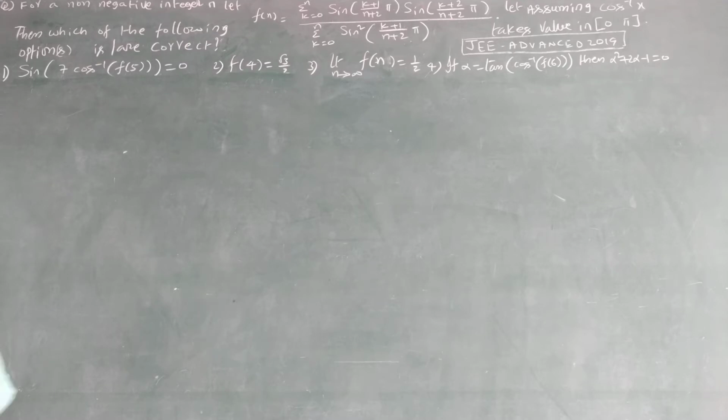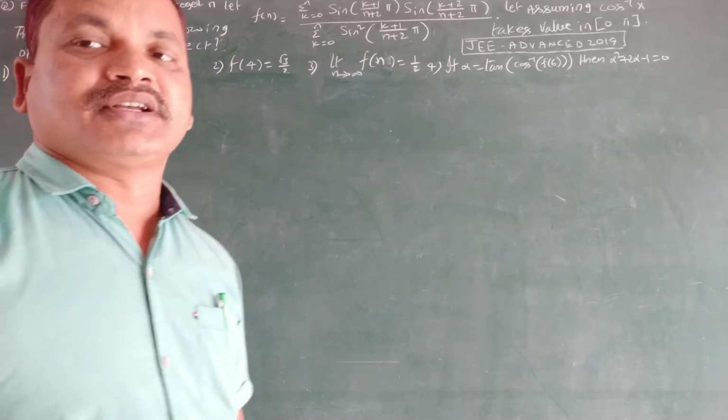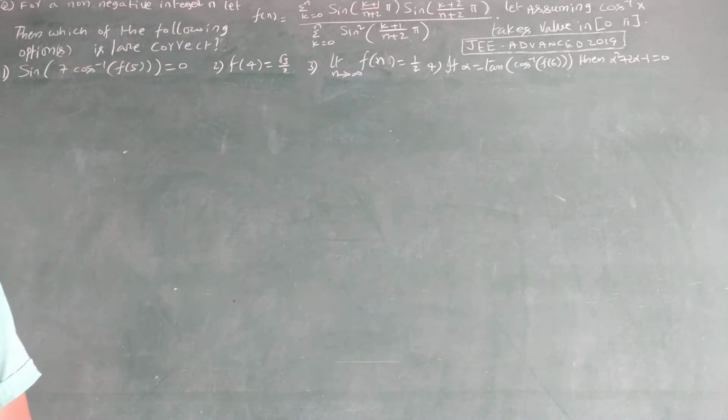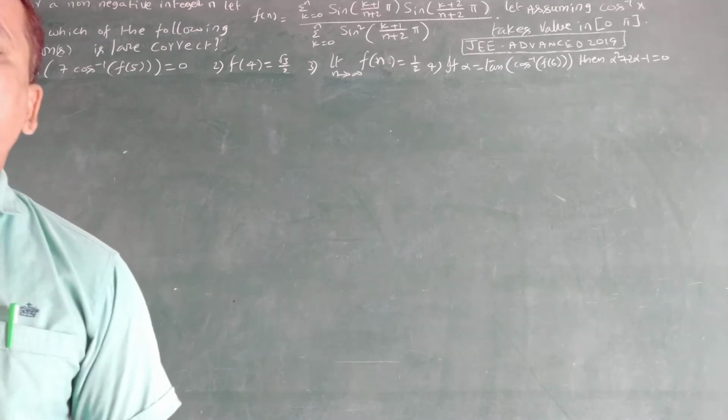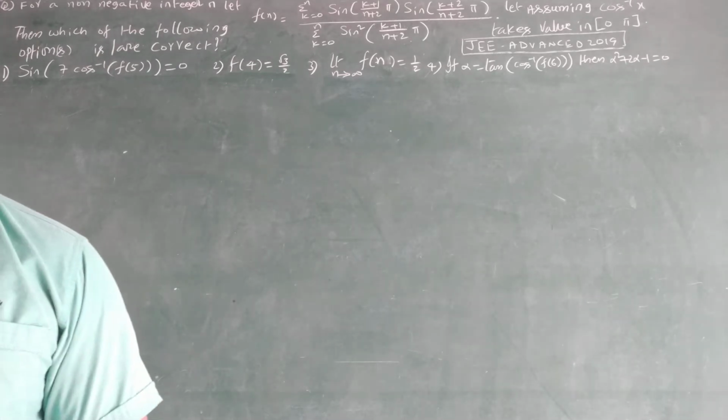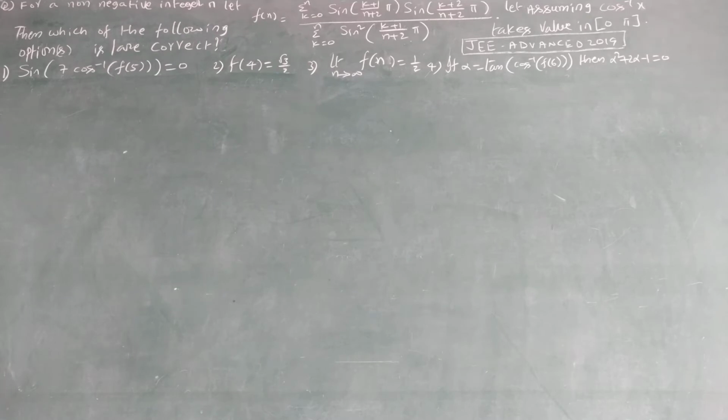Now the first option: sin(7 cos⁻¹ f(5)) = 0. Second option: f(4) = √3/2. And third option: the limit as n tends to infinity of f(n) = 1/2. Now fourth option: if α = tan(cos⁻¹ f(6)), then α² + 2α − 1 = 0.